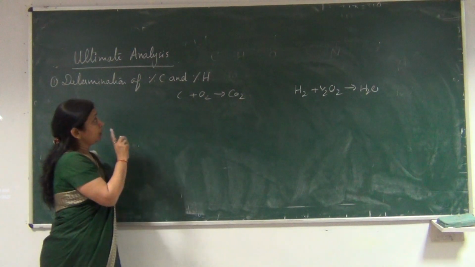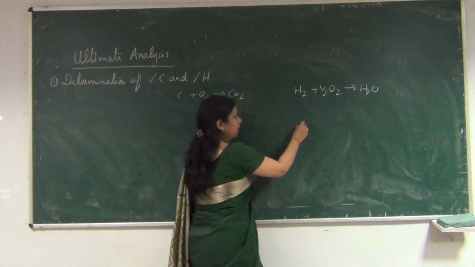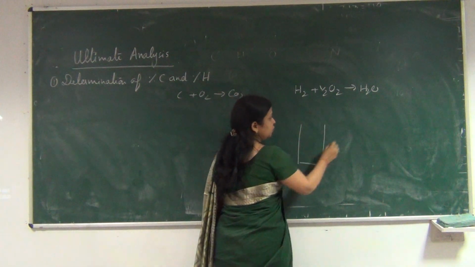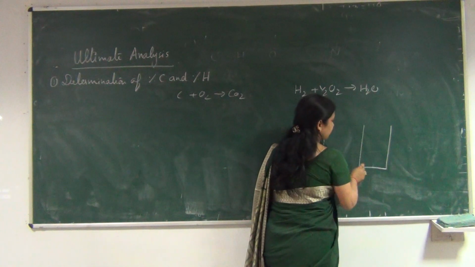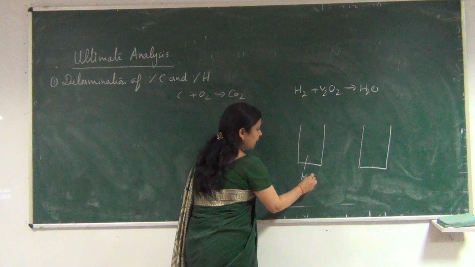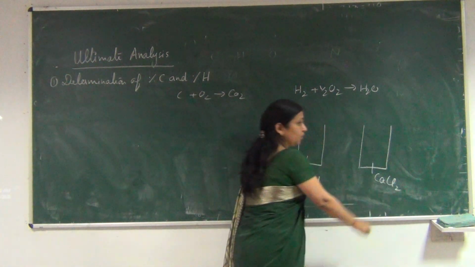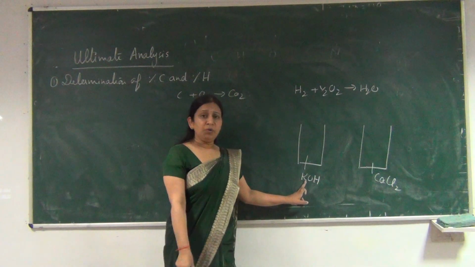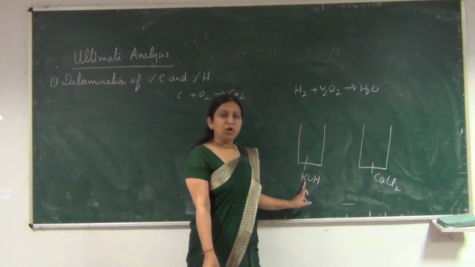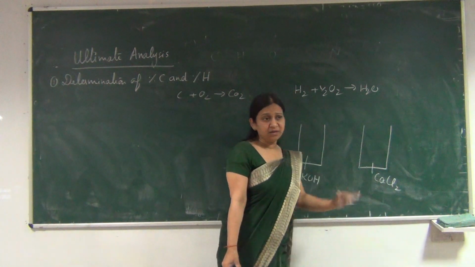Now to determine the amount of carbon and hydrogen, we are going to take two combustion tubes. In one tube we are going to add KOH. In the other tube we are going to add calcium chloride. The amount is already known. So a known amount of KOH is added, and here a known amount of calcium chloride is added.